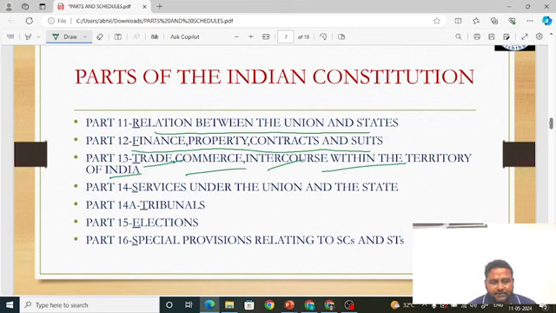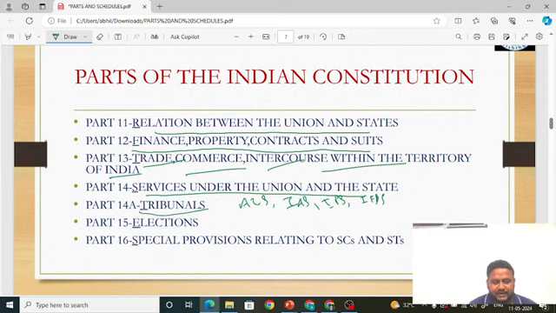Next, part 14, services under the union and state. See, all India services like IAS, IPS, Indian Forest Service are all spoken in this, services under the union and state. When it comes to state, you can talk about various public service commissions of each of the states, and all these things are spoken under part 14.